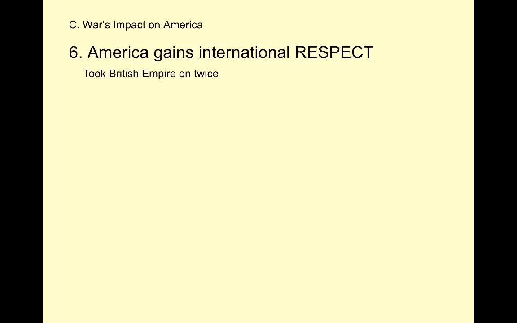And of course, this is a dramatic change. When America was under the Articles of Confederation, England, France, Spain, they all messed with us. They either closed off New Orleans, they harassed our ships, they wouldn't let us trade with their colonies. But now they're hesitant to do that. They're hesitant to try to bully America because we took on the British twice, and we, if not defeated them, at least held our own twice.